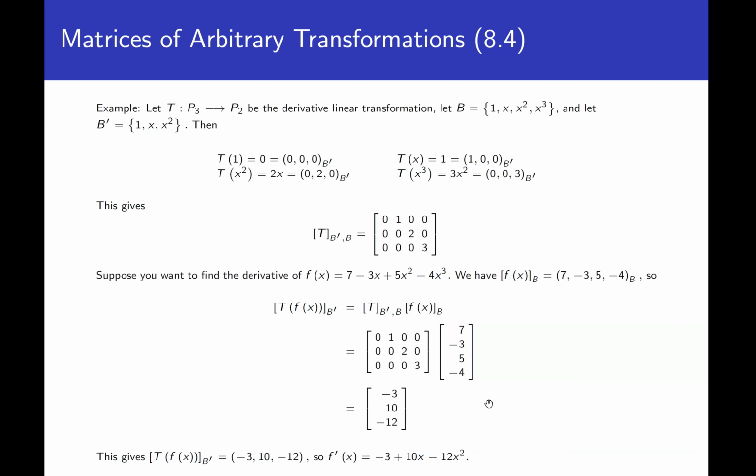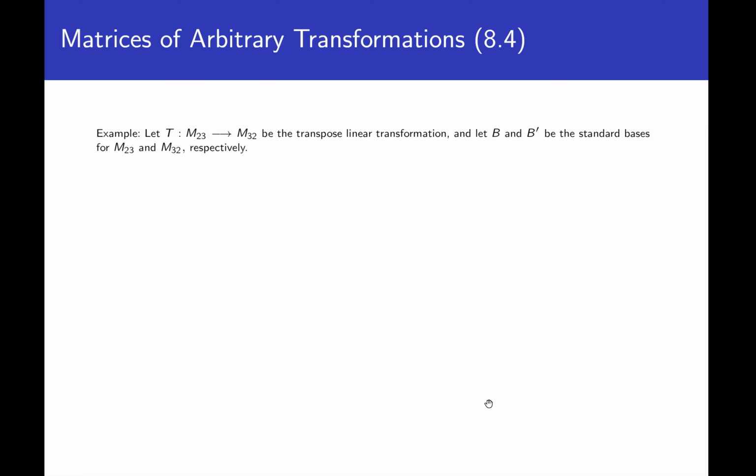All right, let's do another one. Let's say we go from 2x3 matrices to 3x2 matrices by doing the transpose. That's a linear transformation. And let B and B prime be the standard bases for those two particular vector spaces. When I say the standard ones, I mean that we'll start with a 1 in the upper left-hand corner, zeros everywhere else, and then we'll move that 1 across the columns before we drop down a row.